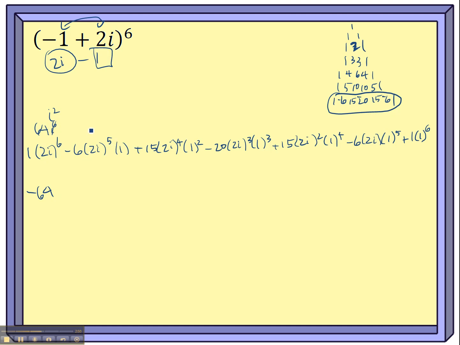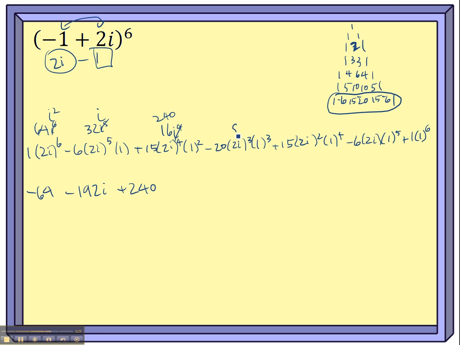2 to the 5th power is 32. i to the 5th has a remainder of 1. So this is the same thing as just 32i. I'm going to multiply that 32 times negative 6 and get minus 192i. 2 to the 4th, 16i to the 4th, i to the 4th, same thing as 1. 1 squared, pretty sure that's 1. So 15 times 16 is 240. So this is just plain plus 240.